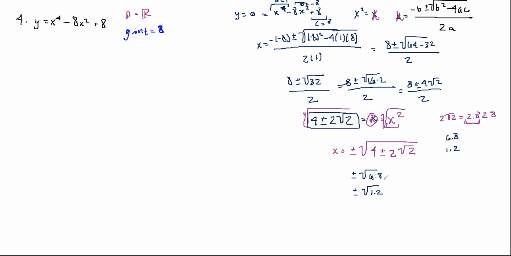So our x-intercepts: x is equal to negative 1.095, x is equal to 1.095, and again, I'm just putting these into a calculator, x is equal to negative 2.608, and x is equal to 2.608. Okay.